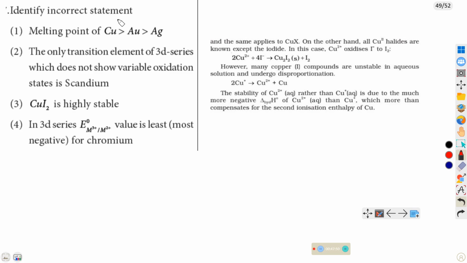Identify the incorrect statement. Melting point of copper greater than gold greater than silver. Correct. The only transition element of 3d series which does not show variable oxidation state is scandium. What is a transition element, not a d block element? If you consider d block elements, even zinc also does not exhibit variable oxidation state. CuI2 is highly stable. This is incorrect because CuI2 is not possible. Cu2I2 is possible.